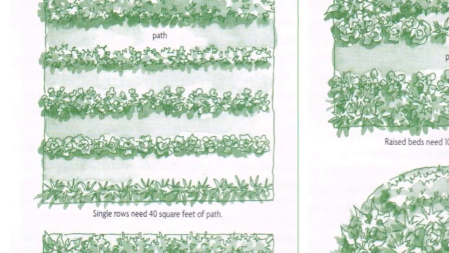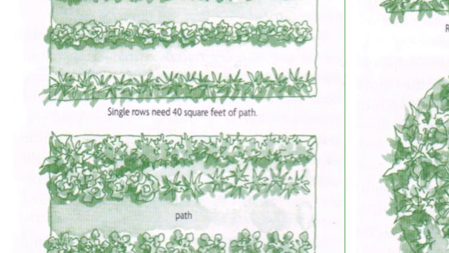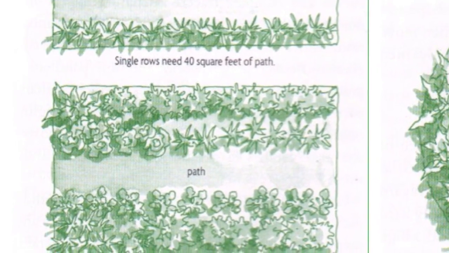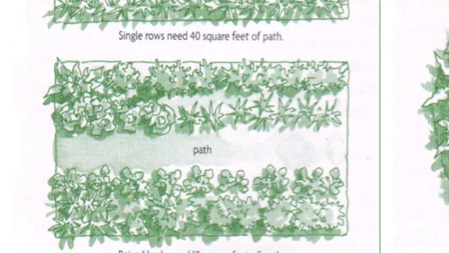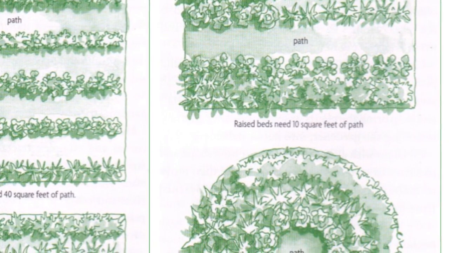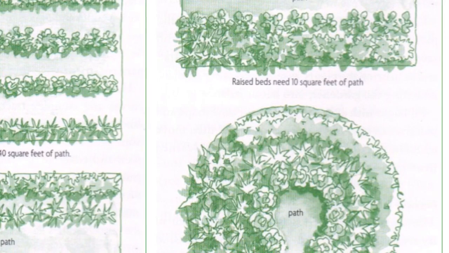Down on the micro level of path design, we see the power of using good design here, where single rows in a 10 by 10 foot path require 40 feet of path. That's 40% of it just going to waste and requiring maintenance. Meanwhile, raised beds only require 10 square feet of path. They dramatically improve both your productivity and reduce your maintenance time.